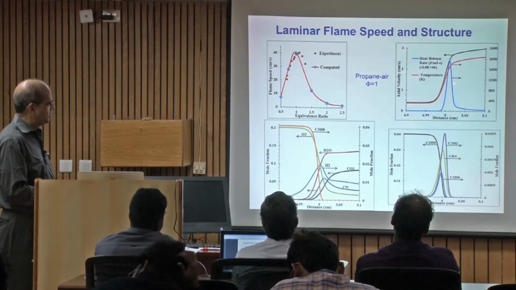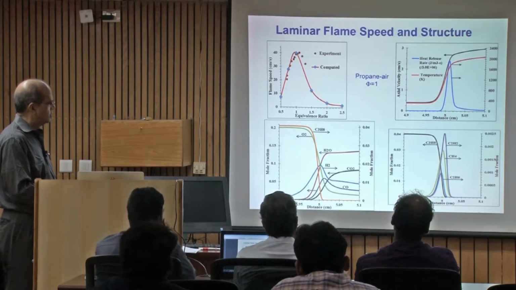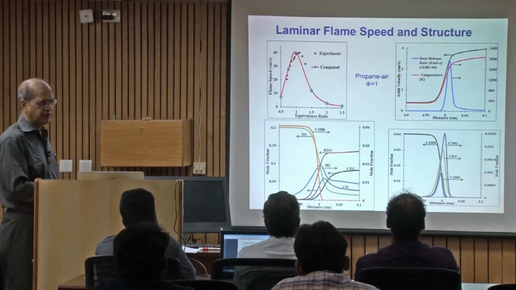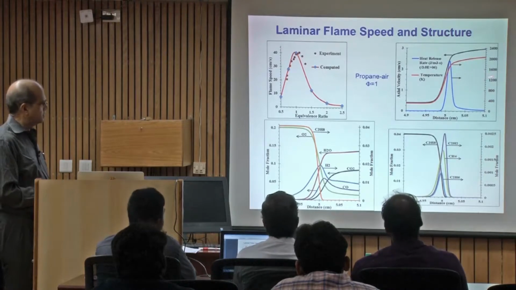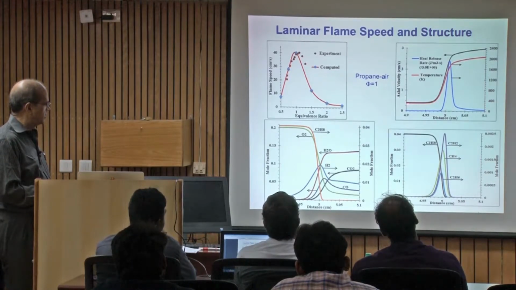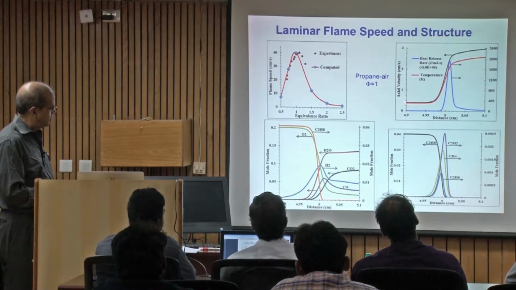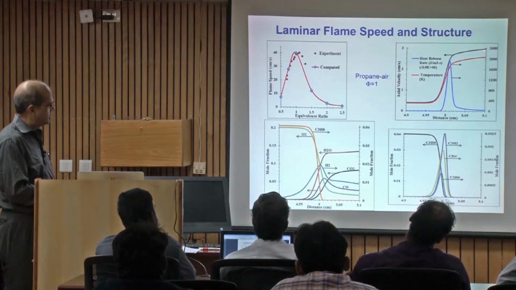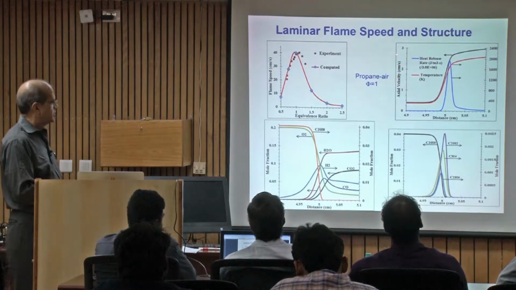So heat release rate is the blue line, and then temperature. You see the velocity almost follows the temperature. Temperature increases by a factor of 7. Velocity also increases. So velocity here is about 40, 35, 40, and then here it's like 3 meters. Okay, 300 centimeters.